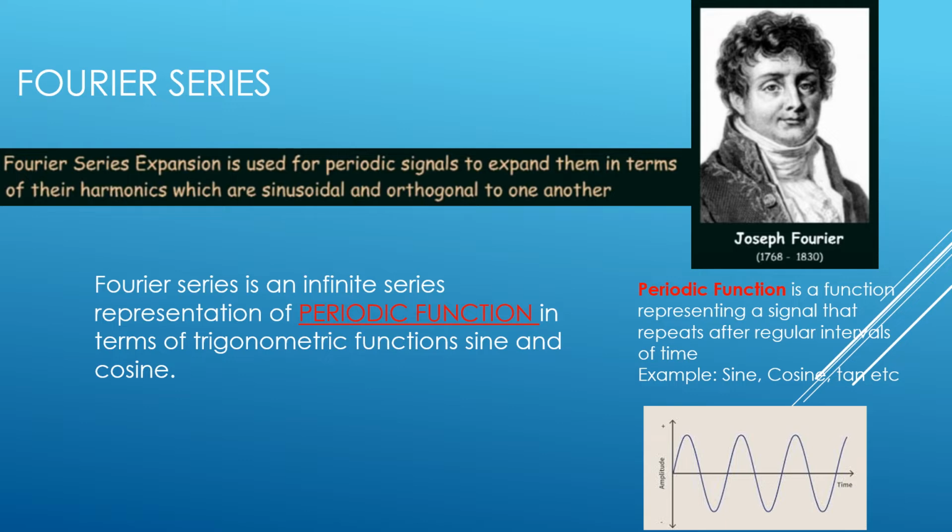So I think you understood how we can model various situations or various patterns with the help of adding circles or adding sine waves or cosine waves. That is actually the basics or the starting point of Fourier series. Fourier series expansion is used for periodic signals to expand them in terms of their harmonics, which are sinusoidal or orthogonal to one another. Fourier series is an infinite series representation of a periodic function in terms of trigonometric sine and cosine.